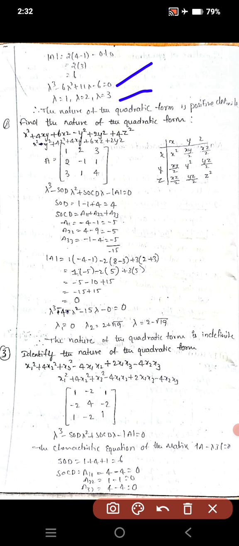All eigenvalues are positive. So what is the nature of the quadratic form? Positive definite. All eigenvalues are positive means positive definite.